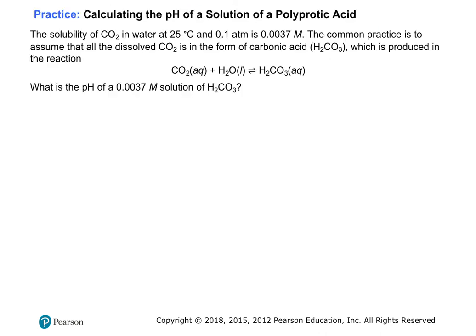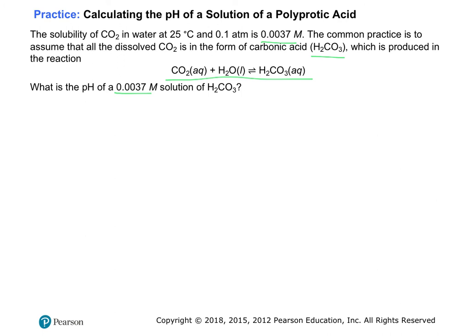In this example, we have carbon dioxide being dissolved in water at 1 atmosphere, which produces a concentration of 0.0037 molar. So we can kind of think about that with the solubility of gases, a throwback. And so we can assume that all of the dissolved CO2 forms carbonic acid. So this is our reaction. And we want to know what the pH of our 0.0037 molar solution of carbonic acid is.